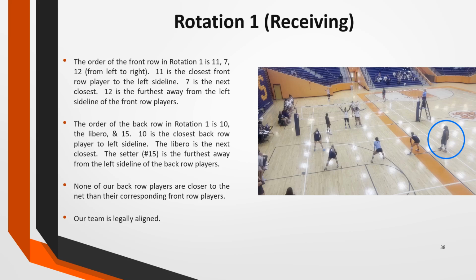Let's take a look at this. Our setter is right back. Number 12, who she's next to, is right front. Now notice, even though they are very close to one another, that number 12 is about a half a step to 1.5 steps closer to the net than our setter. And that is their relationship with regards to the net center line of corresponding players. Thus, our team is still legally aligned.